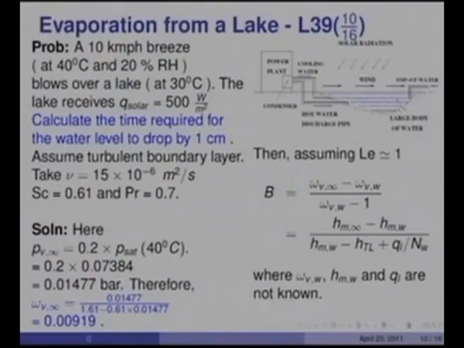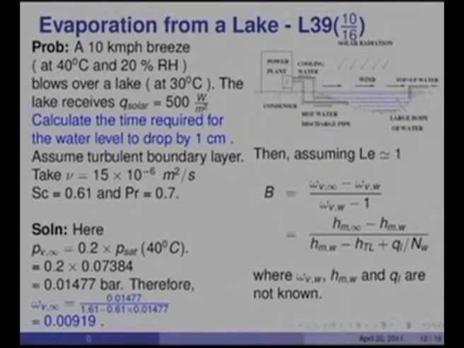Let us now turn to the next problem. A 10 kilometers per hour breeze at 40 degrees centigrade and 20% RH, a situation something like middle of India, say Nagpur or somewhere, blows over a lake whose water temperature is at 30 degrees centigrade. The lake also receives solar radiation of average, let us say 500 watts per meter square, average for the day.